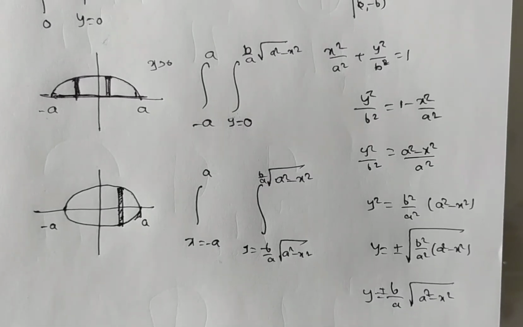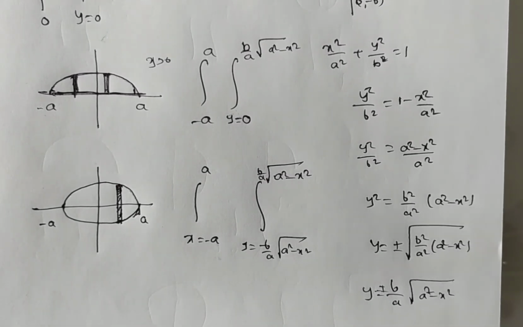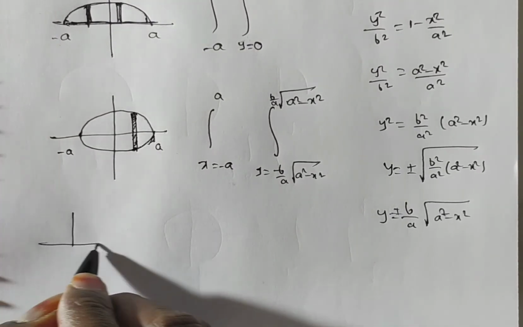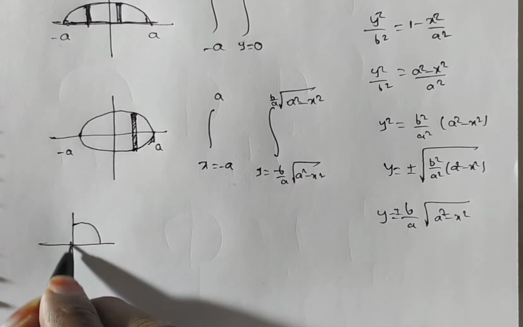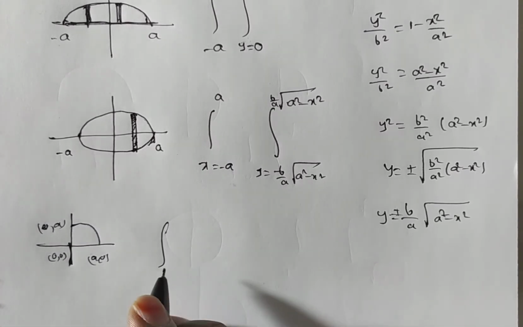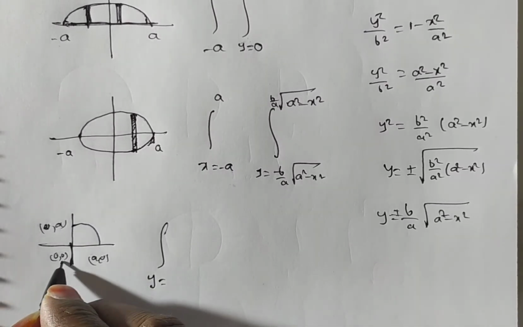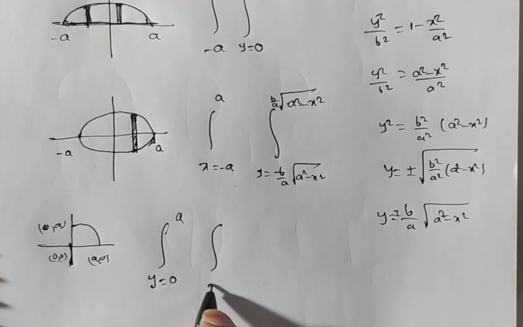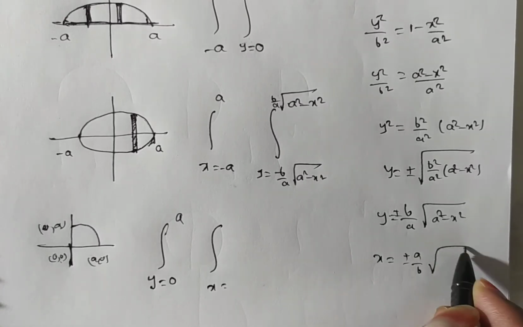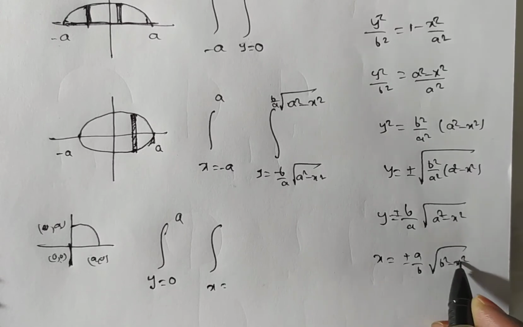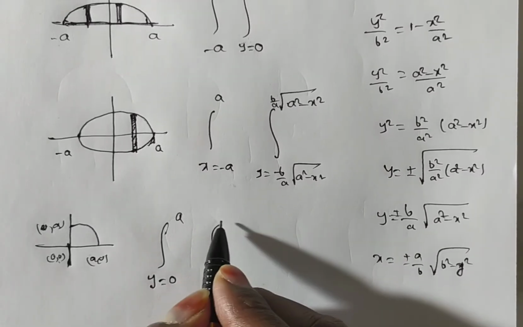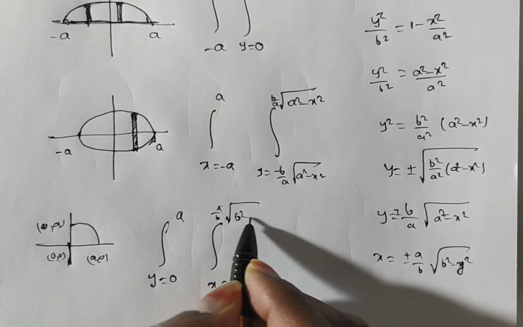Can you answer if x is independent for this ellipse? Yes. Okay, you tell me now for x independent in this case. What you have to take is 0 comma 0, 0 comma a and a comma 0. So y independent means here y goes from 0 to a. And what about x here? In this case you observe x is equal to plus or minus a by b square root of b square minus y square. So in the positive quadrant, you will have a by b square root of b square minus y square.